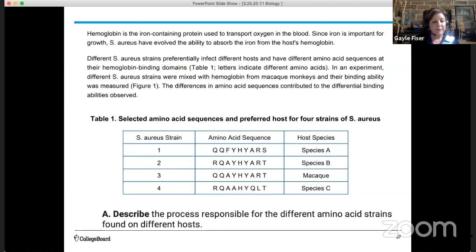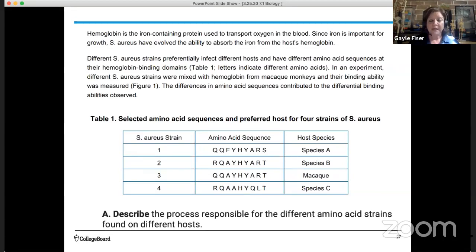Okay, and what we're going to be looking for in the question is: describe the process responsible for the different amino acid strains found on different hosts. So let's see if there's something in the passage that can help us answer this question. Different S. aureus strains preferentially infect different hosts and have different amino acid sequences at their hemoglobin binding domains. And that's in table 1, which I just talked about. In an experiment, different S. aureus strains were mixed with hemoglobin from macaque monkeys, and their binding ability was measured. And that's in Figure 1. I'm not showing you Figure 1 yet, and I'll tell you why in just a few minutes. The differences in amino acid sequences contributed to the differential binding abilities observed.